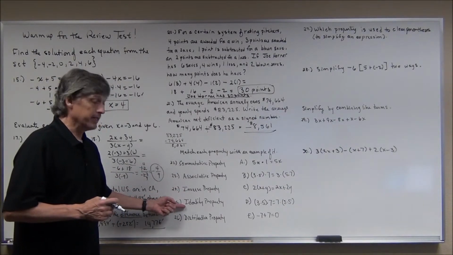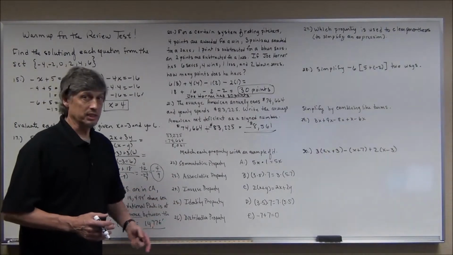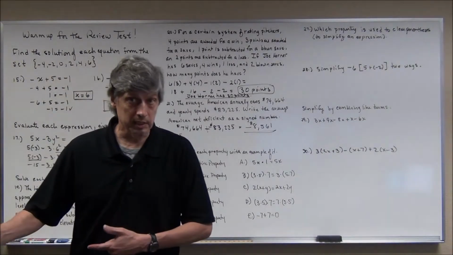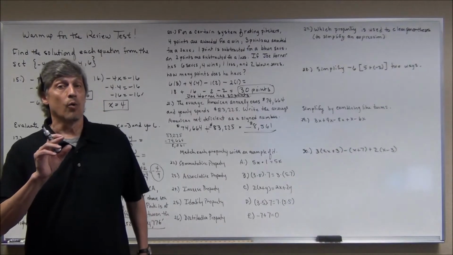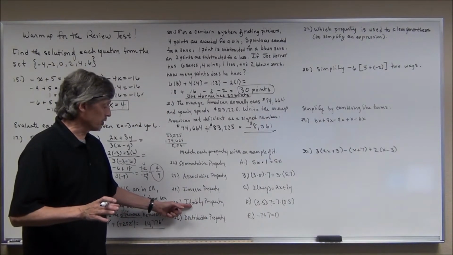Now, whereas the identity, that's like the 0 and the 1 for adding and multiplying. The identity just says you add 0 to a number, you just get that number right back. Or you multiply by 1, you get the number right back. So you get identically right back to where you started.